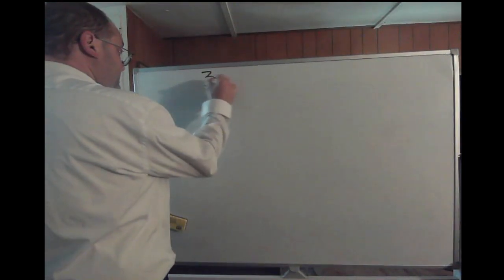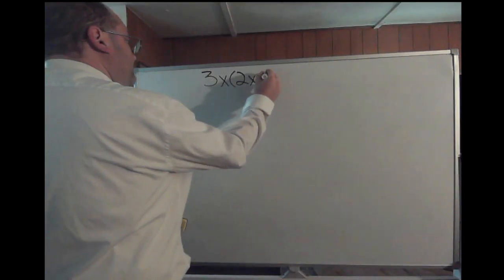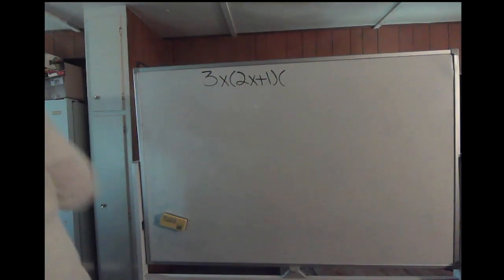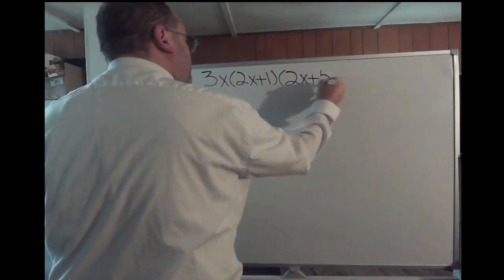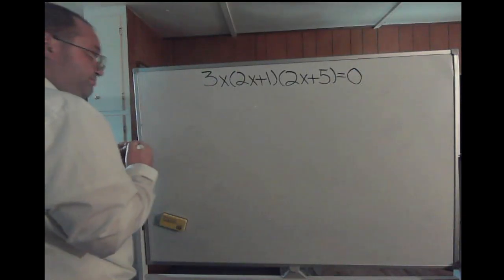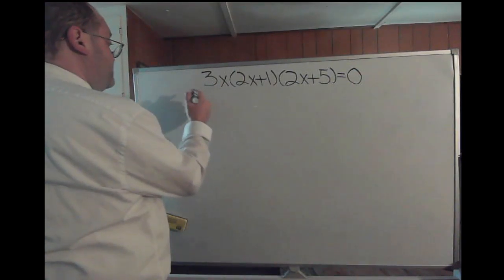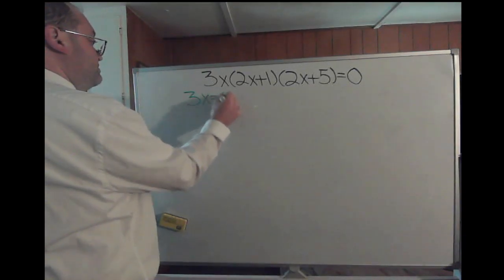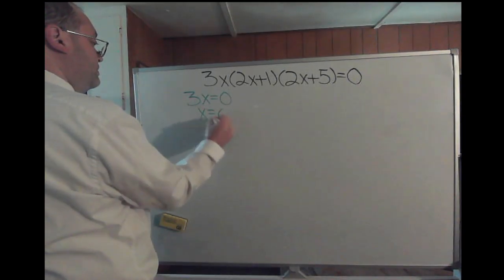Alright, we have 3x times the quantity of 2x plus 1 times the quantity of 2x plus 5 equal to 0. So now we have 3 factors. You're just going to take each of the 3 factors, set them equal to 0 separately. So do 3x equals 0, well, x will equal 0.